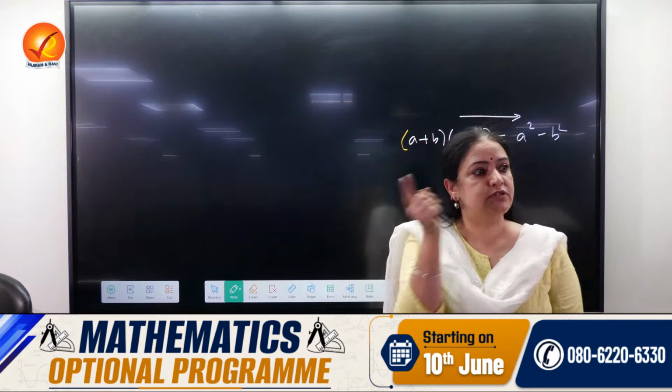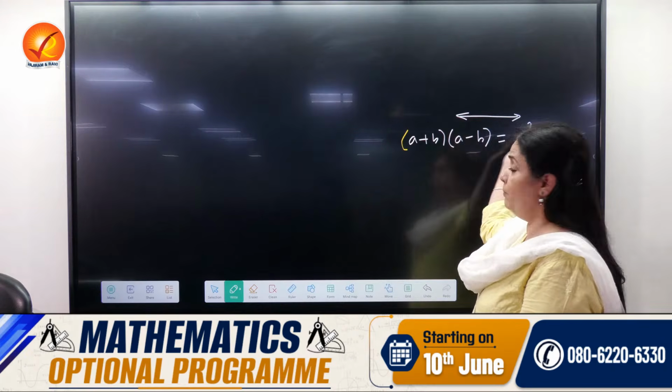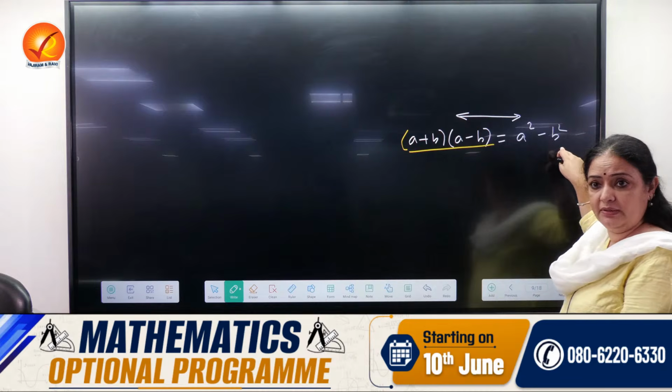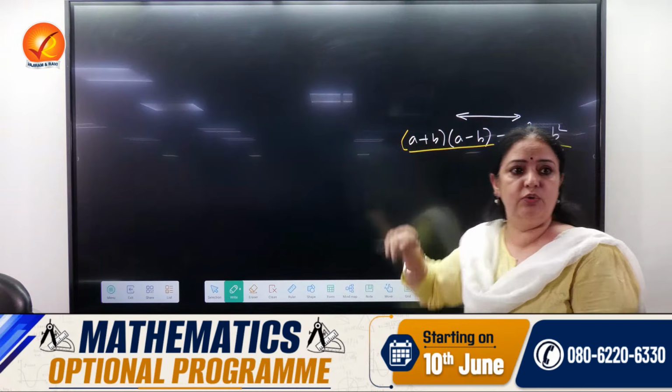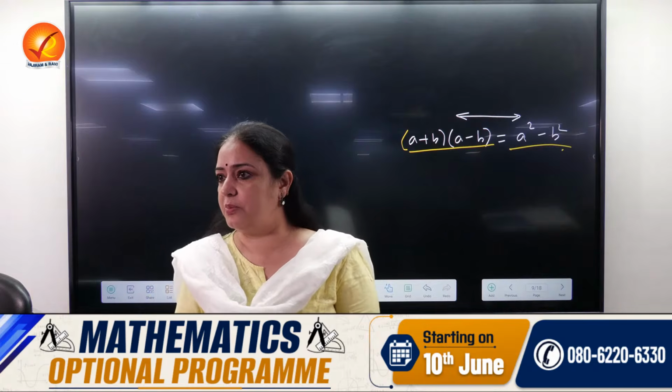When I asked you what is the formula of A square minus B square, people were like, I don't know. So the formula has to be known both ways. Sometimes you'll come across this and you'll have to simplify. Sometimes the simplified version is given and you'll have to write it as a product of two things and then get the answer from here. Is that clear?